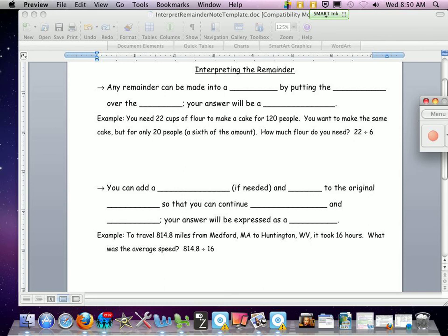So today we're going to fill in some notes on interpreting the remainder. If it does not specify what to do with the remainder, in my opinion, if I'm just dealing with whole number divided by whole number, the easiest thing to do is to turn that remainder into a fraction by putting the remainder over the divisor.